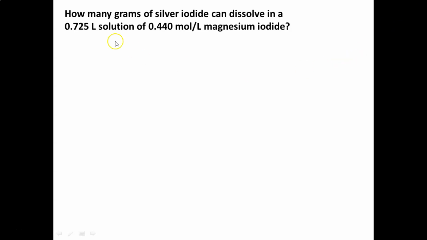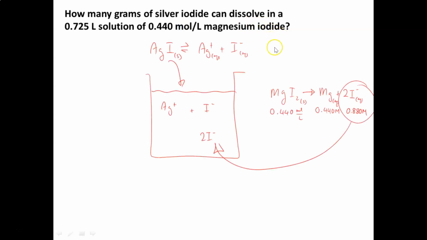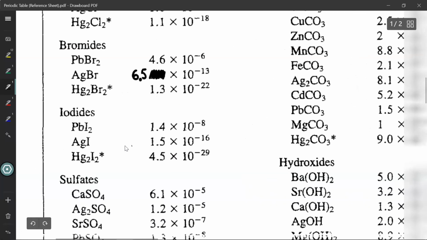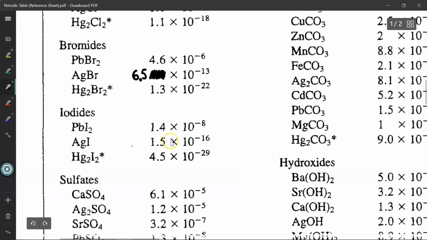Alright, so the question asks, how many grams of silver iodide can dissolve in a 0.725 liter solution of 0.440 mole per liter magnesium iodide? So essentially, what we're doing here is dissolving magnesium iodide into our solution and trying to dissolve silver iodide at the same time. So when we check our solubility reference sheet, under iodide, I only see silver iodide, I don't see magnesium iodide, showing that the magnesium iodide will be soluble while the silver iodide will form a solubility equilibrium that we have to take into consideration.